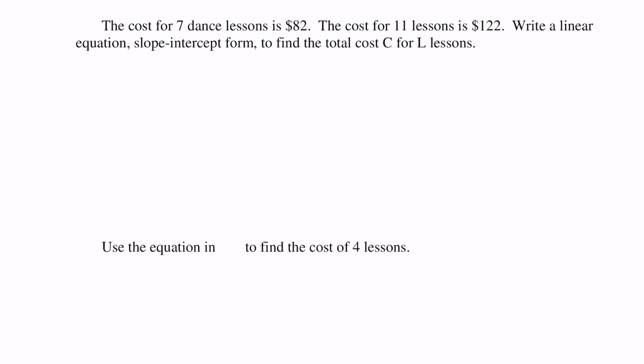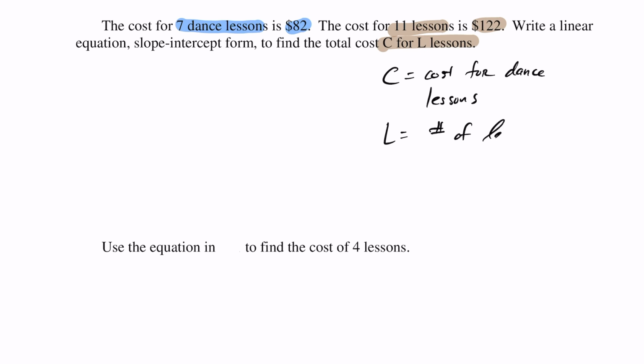We have the cost of 7 dance lessons comes to $82. And it turns out that for 11 lessons, you're going to pay $122. So they want you to write an equation using C and L to represent this. I'm going to let C equal the cost for dance lessons, and I'm going to let L equal the number of lessons that we decided to do.